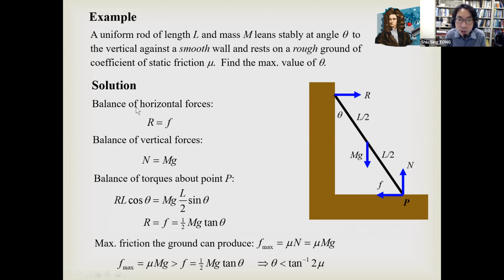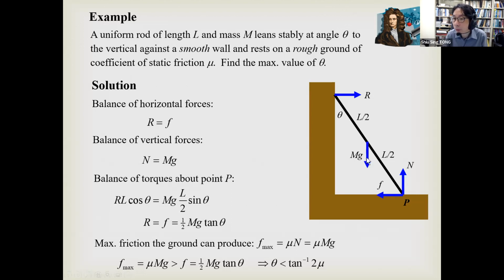First I consider the balancing of horizontal force. Because force is a vector, and this is a two-dimensional problem, you actually have two equations for the balancing of force. One for the x direction, which is the horizontal direction, the other for the vertical direction. For the horizontal direction, you only see two forces: the normal reaction from the wall and the friction from the ground. In this diagram, they clearly must be equal for equilibrium to be achieved. So R is equal to F.